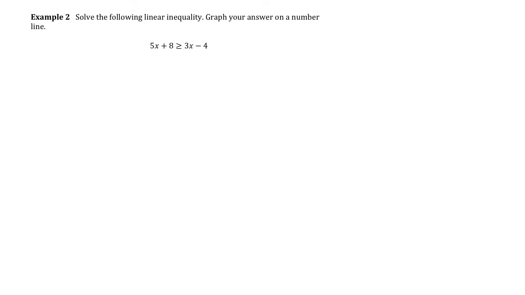For example 2, I want to solve the linear inequality 5x plus 8 is greater than or equal to 3x minus 4. So the goal is to find all values of x that make this a true statement. This is harder than in example 1 because it's not as obvious. You'd have to make a lot of computations to figure out what works. But the good news is you can treat this a lot like an equal sign as opposed to a greater than or equal to sign.